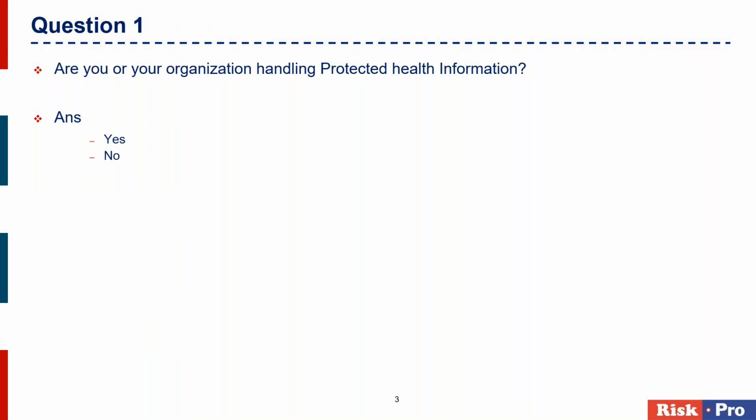Before that, we would like to know from our audience today, this is a question: have you ever handled protected health information within your organization, or do you have some experience with that? That will help us understand the audience we have for today's session, and we look forward to your answers.